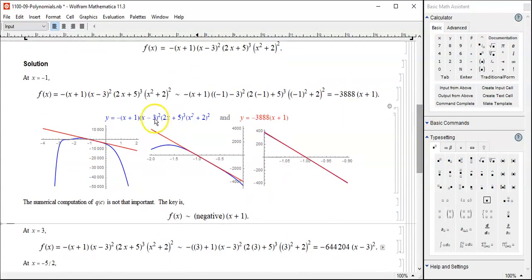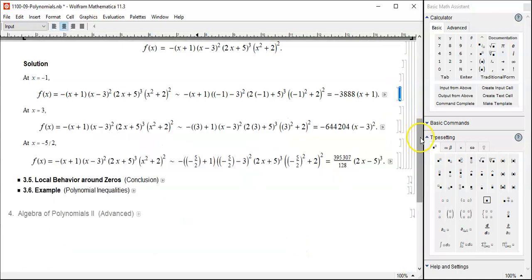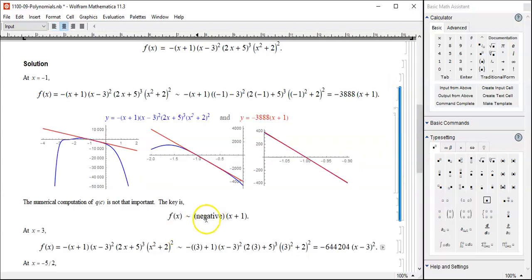Here's a visualization. The original function, and plug in x equals -1 to all these, and then you get this linear function. Compare the linear function and the behavior of the graph. As you can see, they are locally equivalent, so the graph of the original function, the blue function, behaves the same. Cuts through the x-axis like a line. The numerical computation of q of c is not that important, to tell the truth. All I care about is negative times x plus 1, so cutting through x equals -1, and it's negative times that, so going down.